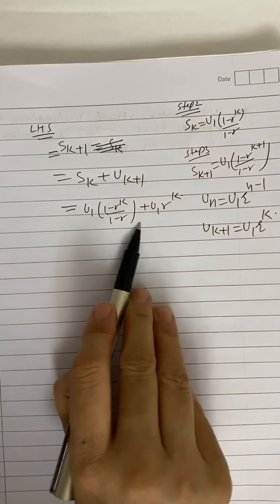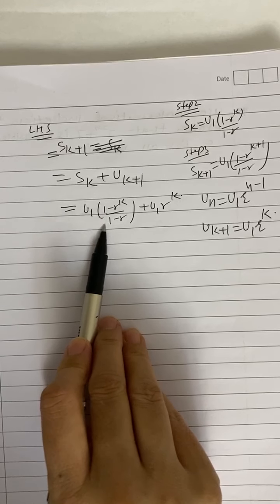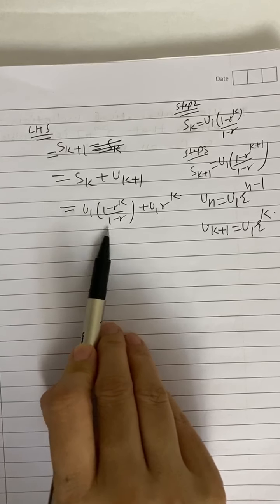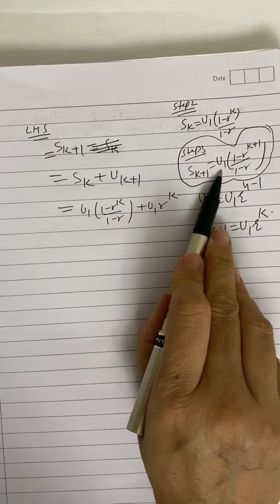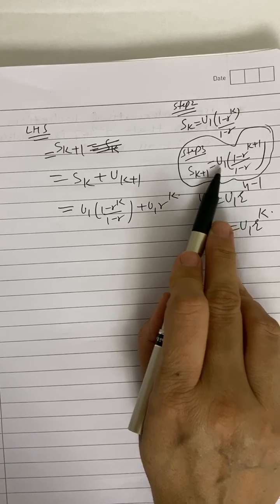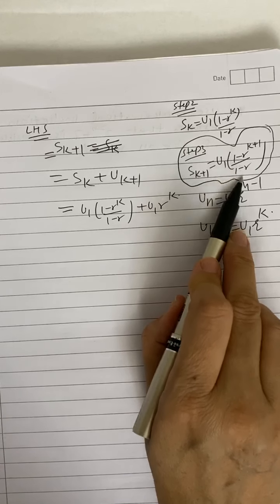Now, after you substitute the value from step 2 in the left-hand side of step 3, you always need to pause there and see what you have to actually prove. So this is what you have to prove here. And look at this. We need U1 in common, and then we have 1 minus R common. So that's what I'm going to do.